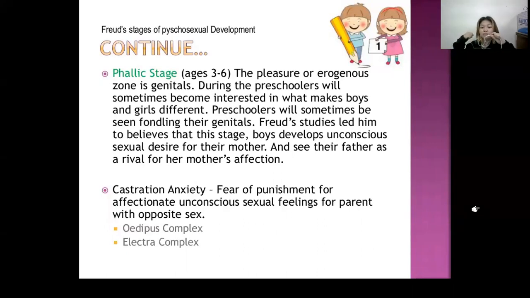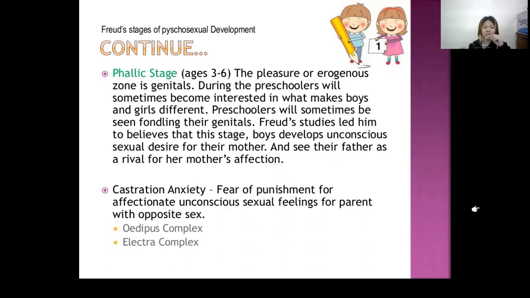Okay, so during the preschool, di ba pag nakakita tayo ng mga preschoolers na hinahawakan ang kanilang genitals, sasabihin natin manyak ba ng bata na yan. No, we shouldn't react like that because that's a normal thing. Okay, during this stage, the preschoolers will sometimes become interested in what makes boys and girls different, and that is your genitals. Okay, preschoolers will sometimes be seen fondling their genitals. It's a normal thing, ha. Pag elementary teacher kayo, yung estudyante hinahawakan ang genitals niya, like girl, that's normal.